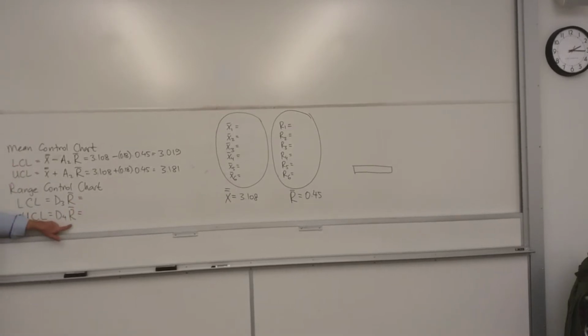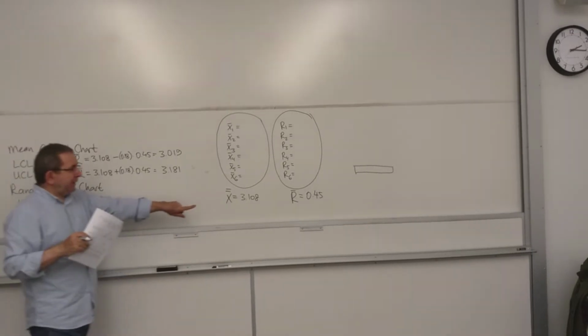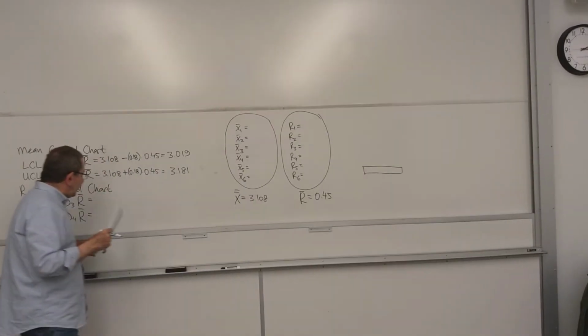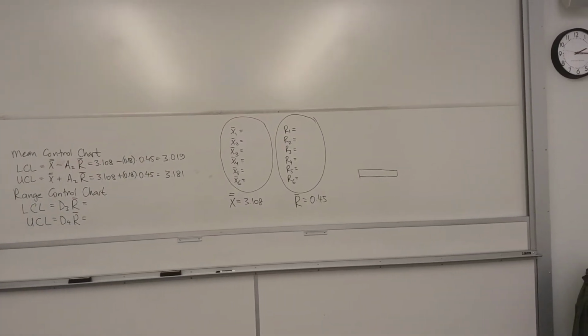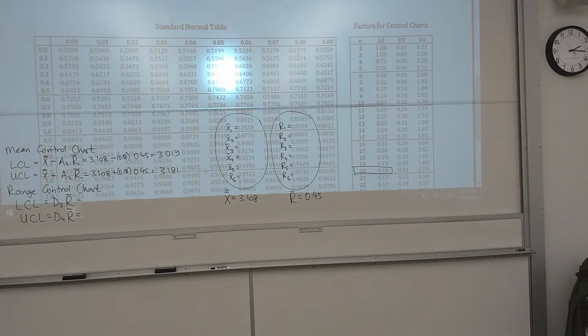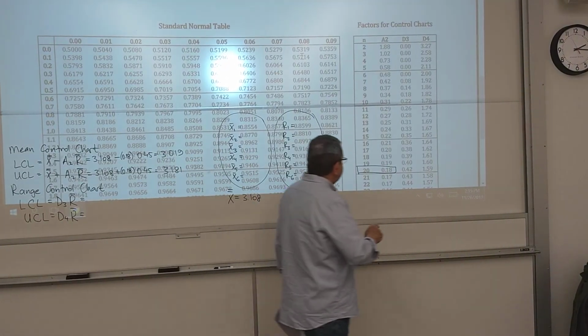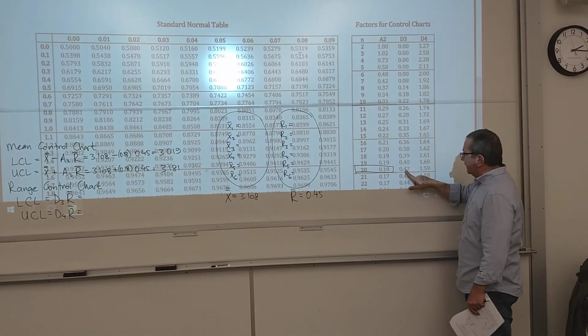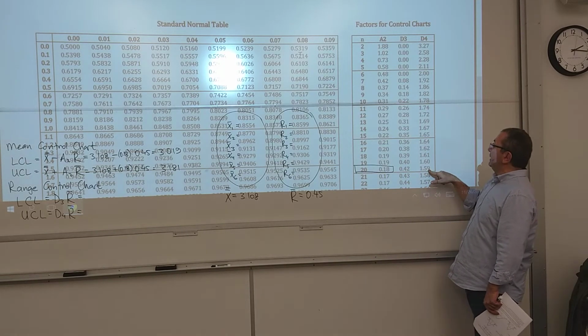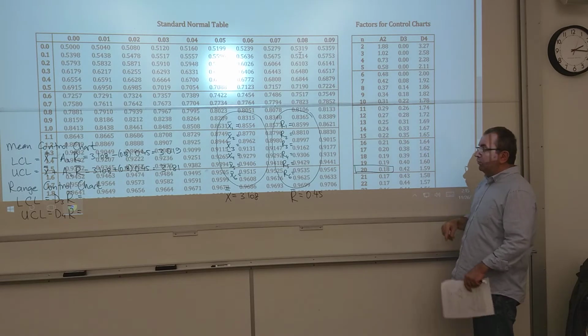So we already calculated R bar. R bar is this here. All we need to do is find D3 and D4. These are also given in this table. So D3 is 0.42, D4 is 1.57.